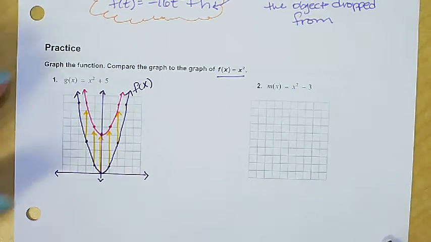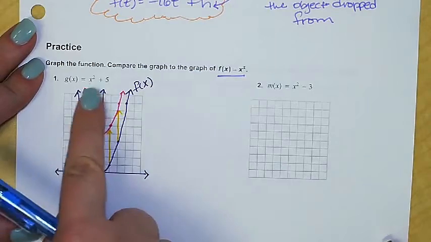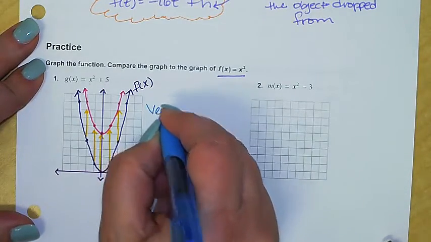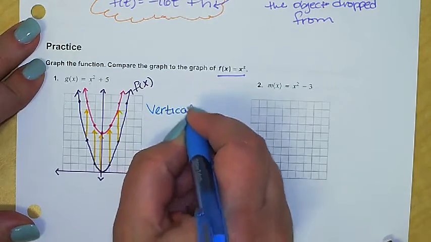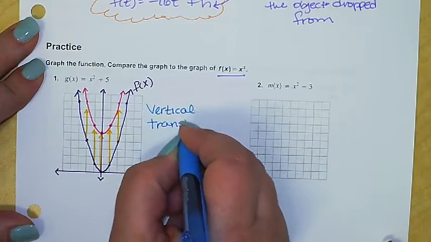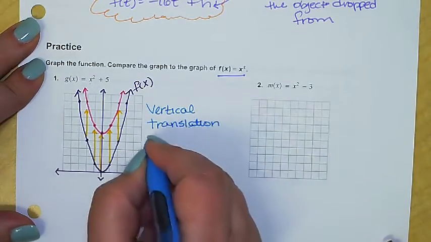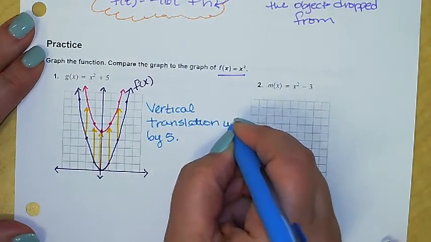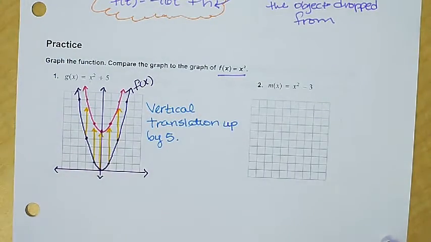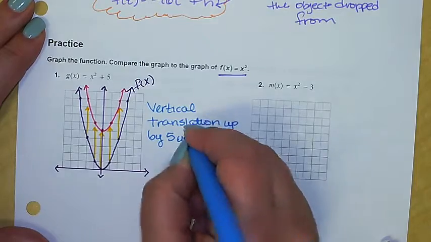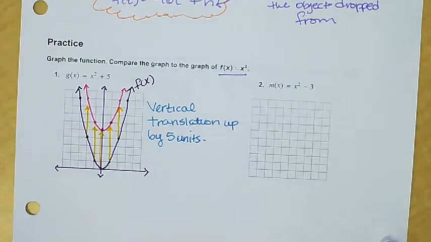Okay, so to finish this out and describe this, the only transformation or change compared to the parent here would be a vertical translation, which is the same as a slide or a shift, by 5 units, or translation up, I should say. I should be specific here. So that would be a vertical translation up 5 units. Let's say the word units here. Okay. Let's try one more.